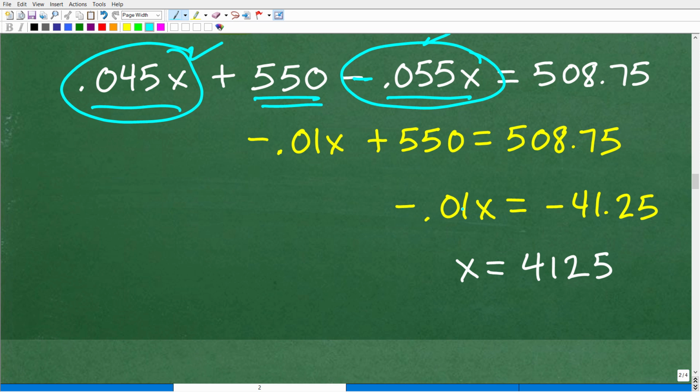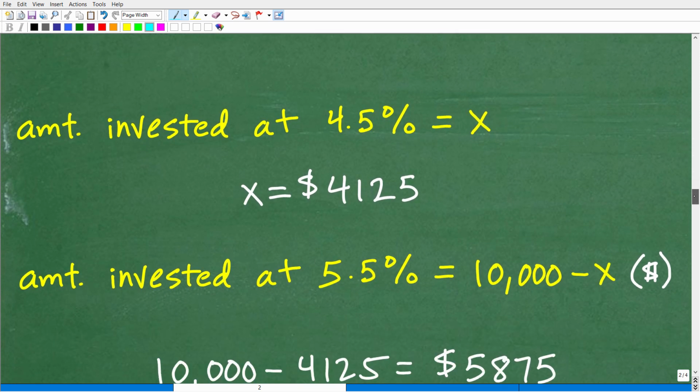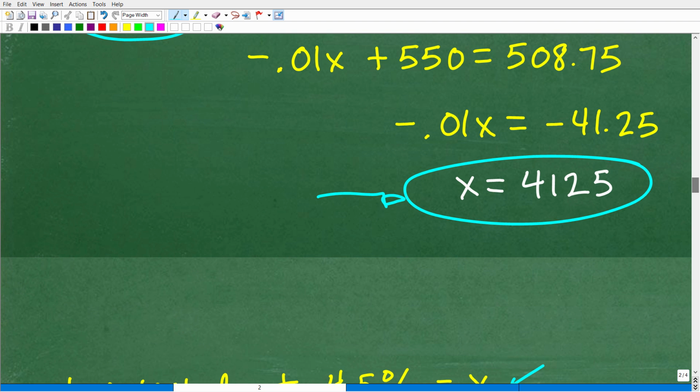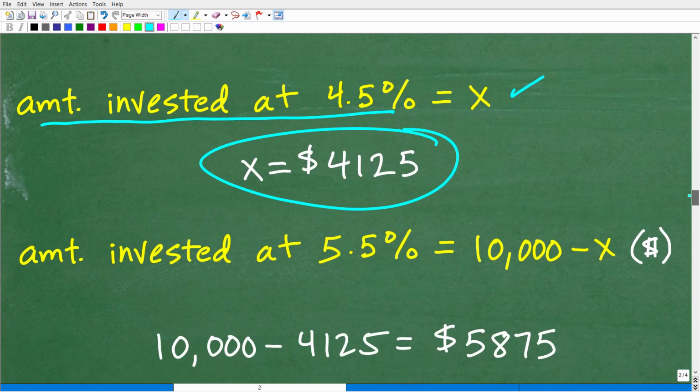So yes, you definitely want to be using a calculator. When you do that, you get x is equal to 4125. All right, so what does that mean? Well, remember, in the beginning of the problem, we stated that x was going to represent the amount we invested at 4.5%. Okay, so now we know that x is equal to 4125. We just solved for x. This is a number, but remember what it represents. It represents dollars, and it specifically represents the amount of dollars we invested at 4.5%.